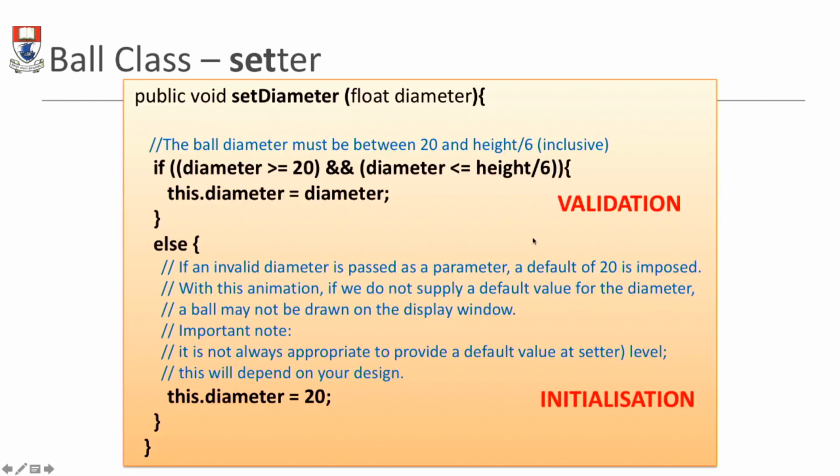Set diameter does a little bit more. It's going to make sure that the diameter must be between 20 and then the height divided by 6. This is just to make sure that we set a diameter that can be seen. So if the diameter is within that range, then we change the diameter to that value. If it's not, we give it an initialized value, and in this case we're setting that to be 20.